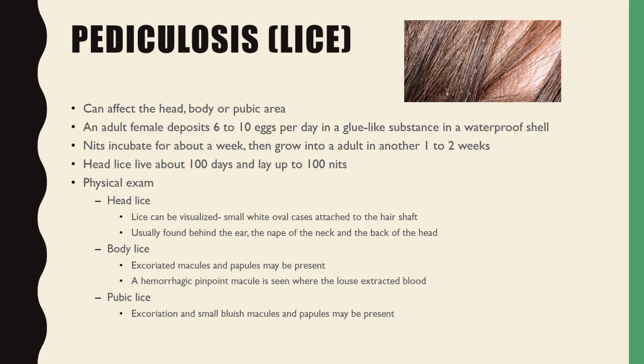You can see there in that picture the small white oval cases that are attached to the hair shaft, and these are usually attached about 4 millimeters off the scalp. They're usually found behind the ear, the nape of the neck, and the back of the head. Body lice can happen. These aren't as common. It's excoriated macules or papules that may be present, and a hemorrhagic pinpoint macule is seen where the louse actually extracted the blood. And then the pubic lice, that's excoriation, and small bluish macules and papules may be present in that area.